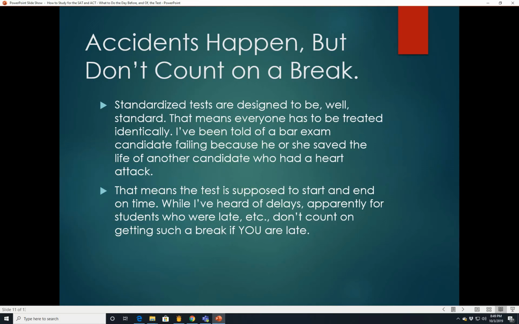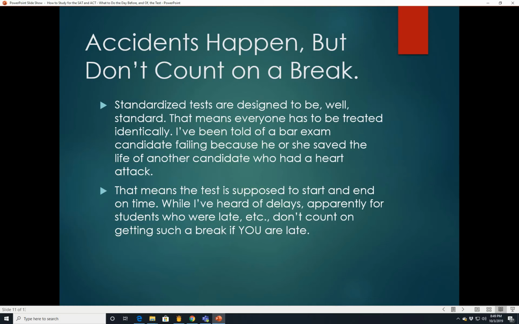Accidents happen, but don't count on a break. That's mostly because standardized tests are designed to be standard. That means everyone has to be treated identically. They can't make a break for little Timmy because he had to walk the dog or something like that, or the baby was crying, because then everybody who's late is going to come up with some excuse once they know what excuses work.